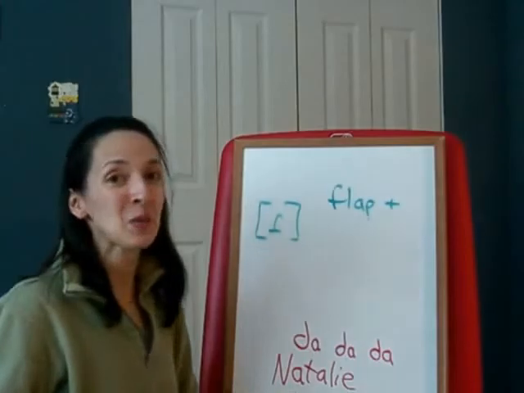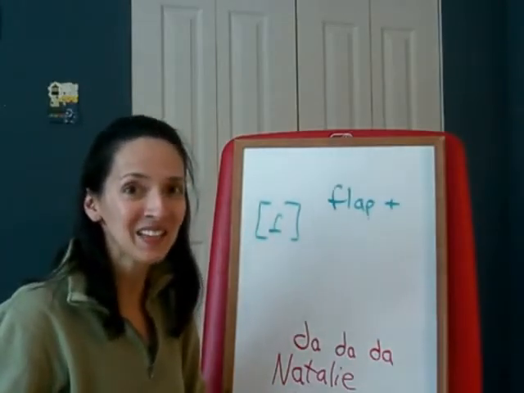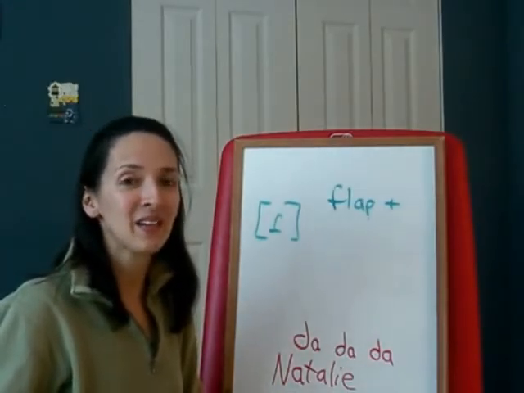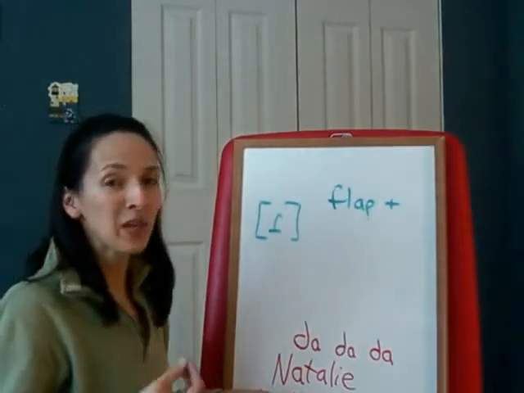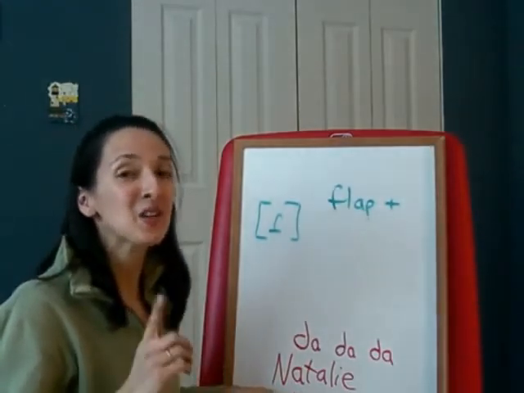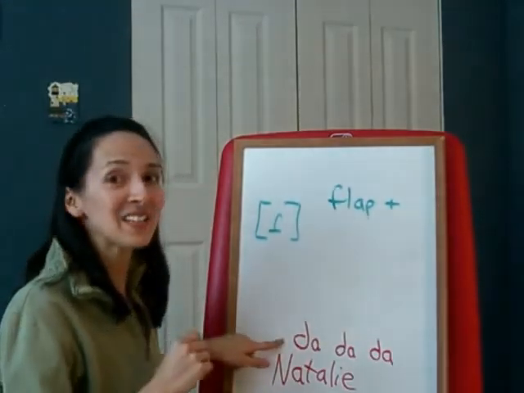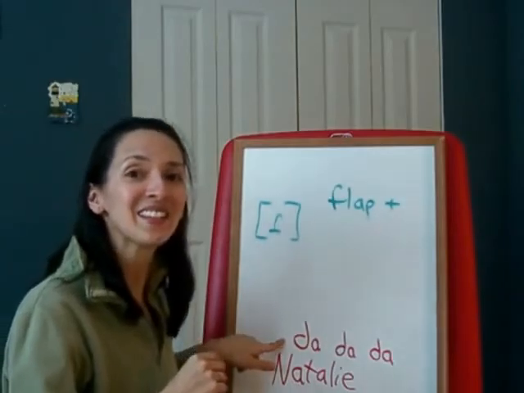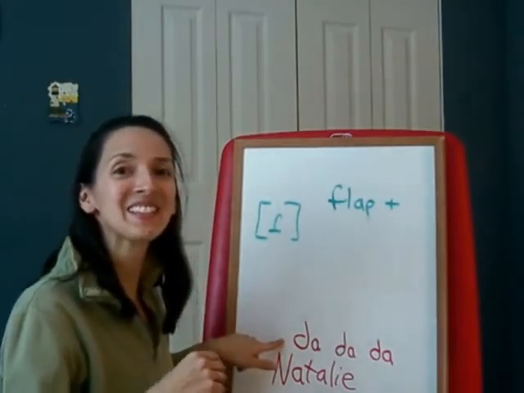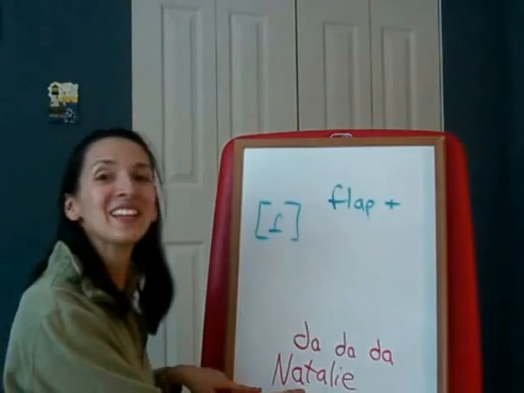Again, Americans will not say Natalie with a true T, they will say Natalie with a flap T. The T having very quick, light contact. Try once again, saying da, da, da, da, da, da, Natalie.